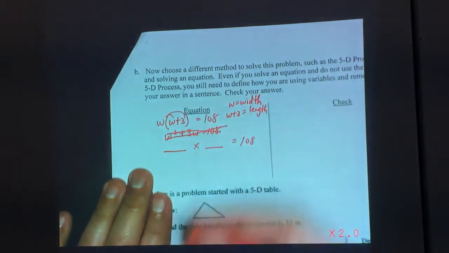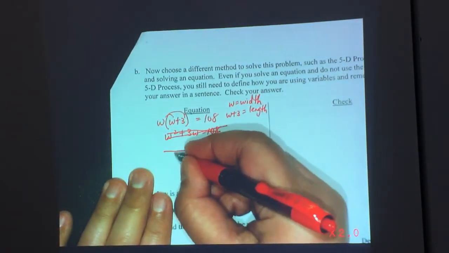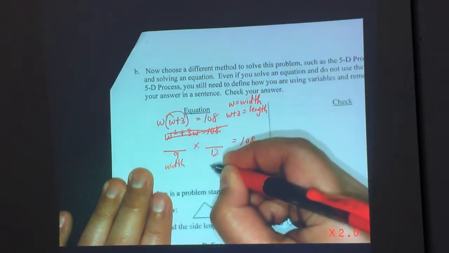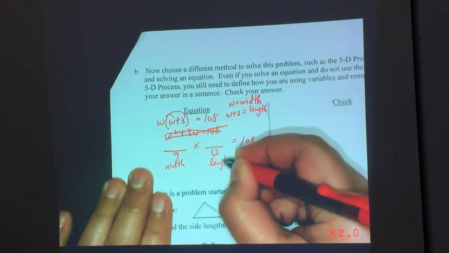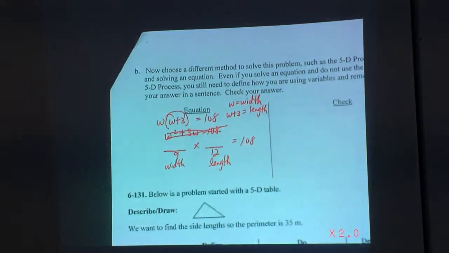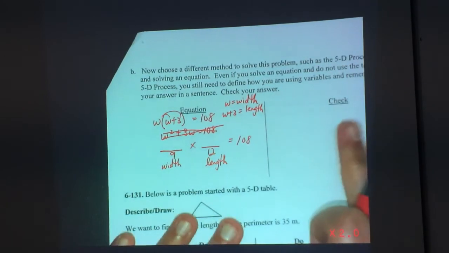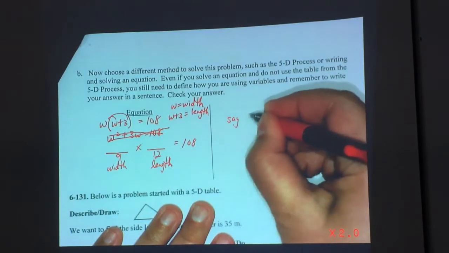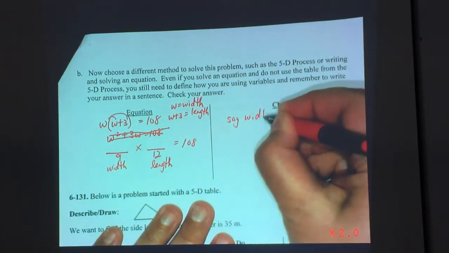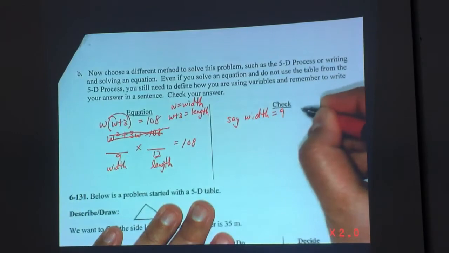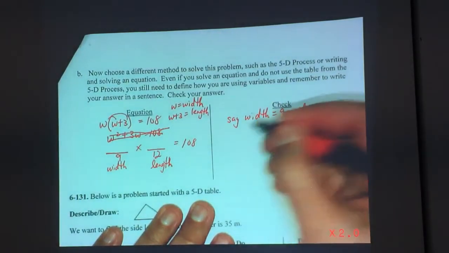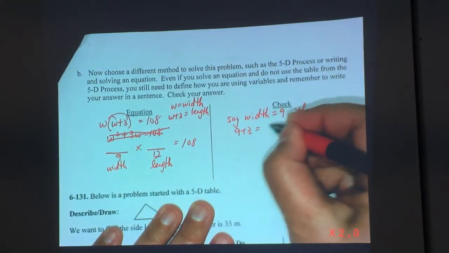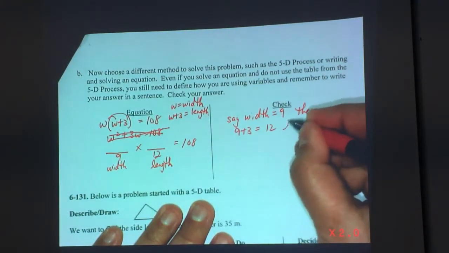Thank you, Team 4. So we're going to test 9 as the width and 12 as the length. Because what's 9 times 12? 108. Okay. So over here, they actually give us a space to check it. So if we say that the width equals 9, then 9 plus 3 is 12 for the length.